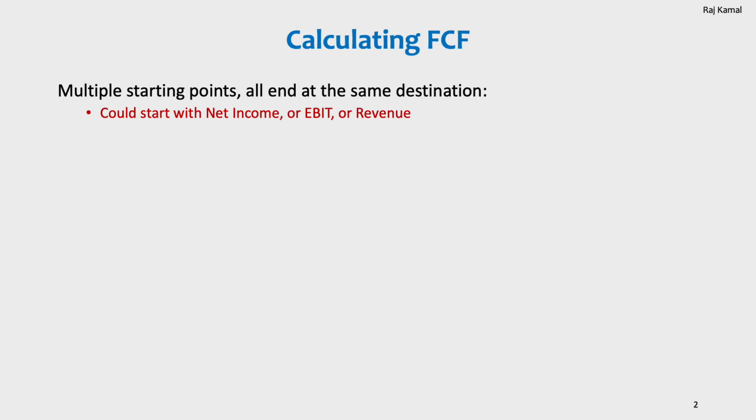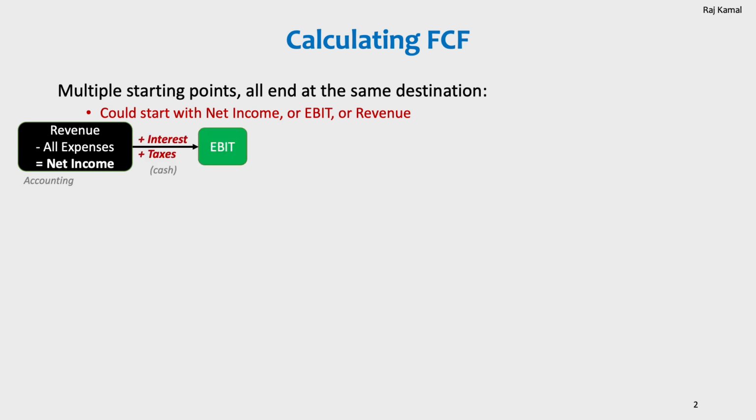We can calculate free cash flow by starting from multiple points, but we will all end up at the same destination. So for example, you could start with net income or EBIT, which is earnings before interest or taxes, or revenue. So in this video, we will start with revenue minus all expenses, which gives us the accounting definition of net income.